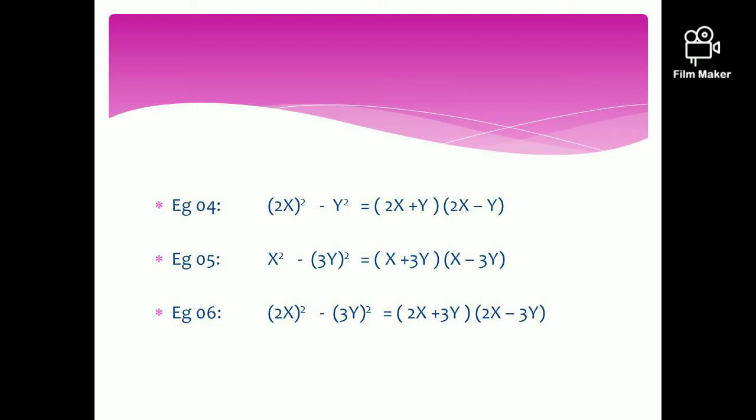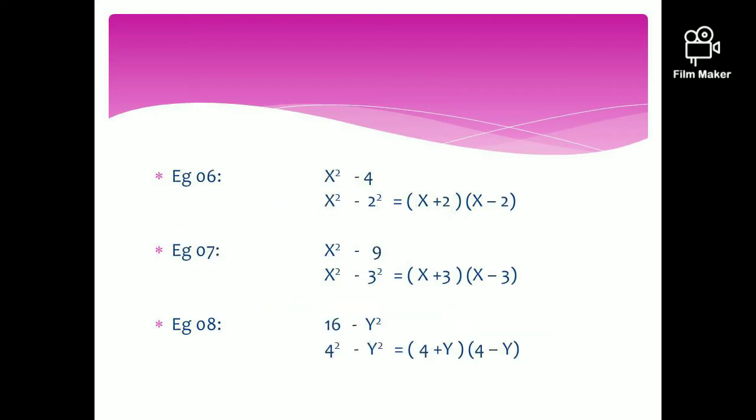If you look at examples 4 and 5, you can clearly understand that the square applies to the whole expression. Example 4 is not 2x squared, it's 2x whole thing squared. Therefore, to apply the difference of squares, the square should apply to the entire term. You have to understand that very clearly. Example 6 is 2x whole thing squared minus 3y whole thing squared. Therefore, the answer is 2x plus 3y into 2x minus 3y. Hopefully you can understand this concept.